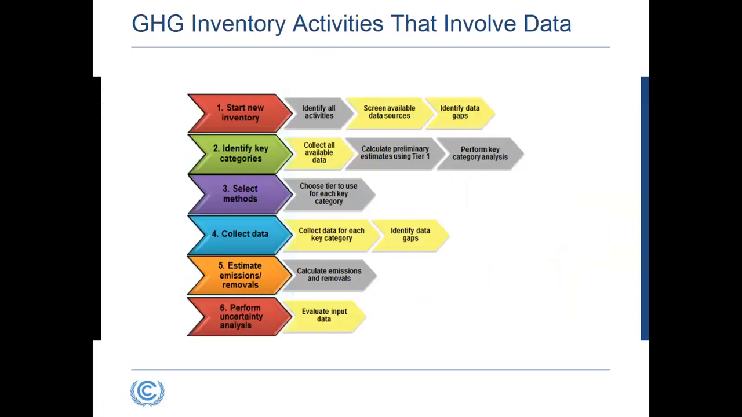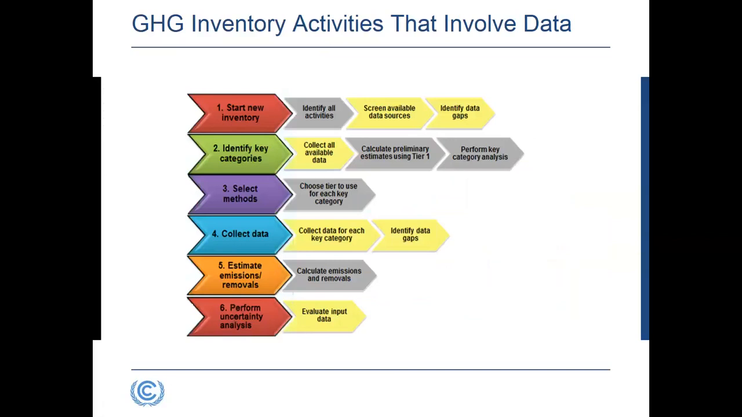Next slide. So now, this is a graphic of the inventory development process. It's a cyclical process. Under the BTRs, it will be happening every 2 years, and so oftentimes what you find is, pretty quickly after you finish one inventory, you're starting the next one. And you're repeating that process again and again.